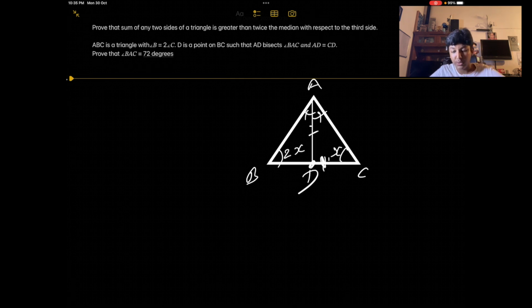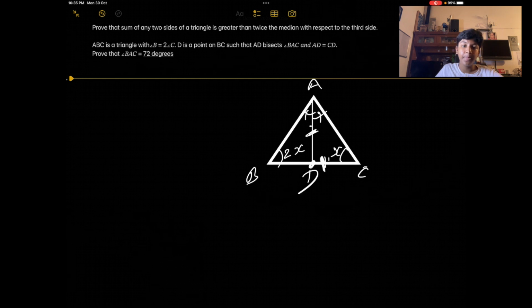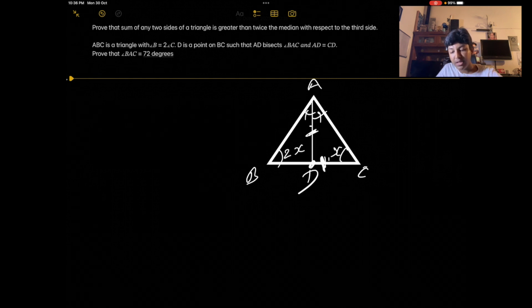How are we going to show that? So one very important thing that is given over here is that AD is equal to CD. And now we know that ADC is an isosceles triangle. So when ADC is an isosceles triangle, the base angles are equal. And as we have taken angle C as angle X, we are going to say this angle is also angle X. Right?